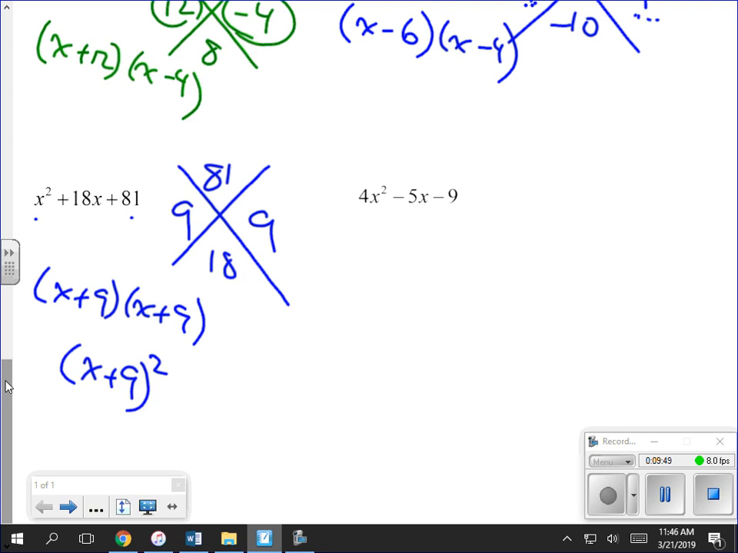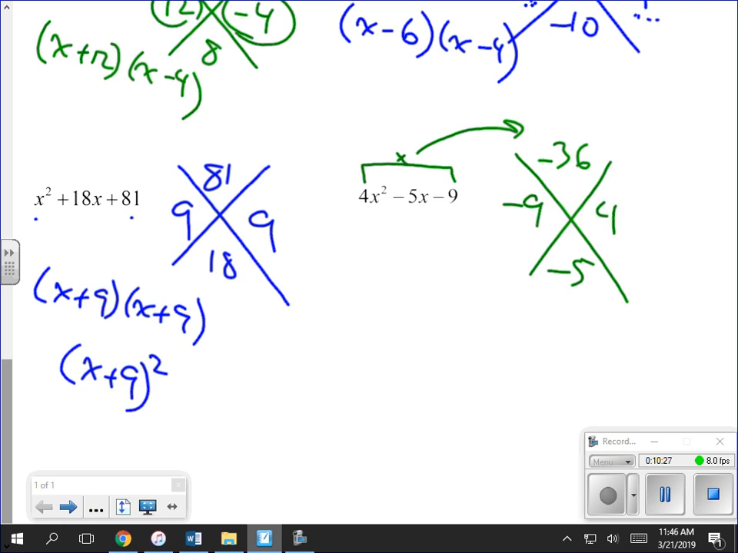And then last but not least, set up the X box here. This one's a little more complicated. My number on top is from multiplying the two numbers: 4 times negative 9 gives me negative 36. My middle number, negative 5, goes there. Two numbers that multiply to give me negative 36 that add to give me negative 5. Hey, guess what? It's still the same two numbers I just multiplied. Negative 9 and positive 4. That's just lucky. Don't always plan on that.